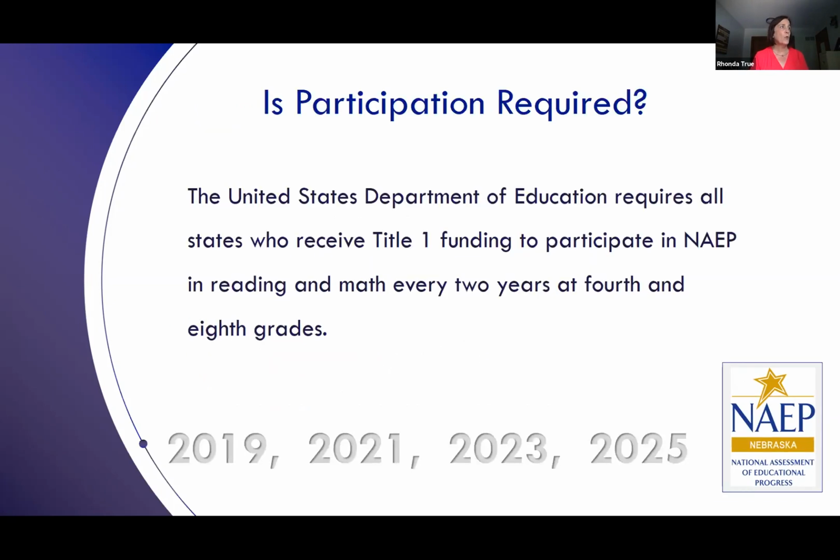So is participation required? The United States Department of Ed requires all states who receive Title I funding to participate in NAEP, and they participate in reading and math every 2 years, on the odd year, at grades 4 and 8. So this year, being spring of 2021, will be a NAEP year. We call it a state year because all states are giving the NAEP test this year, and I'll give you some updates on that. So it would be for reading and math for grades 4 and 8.